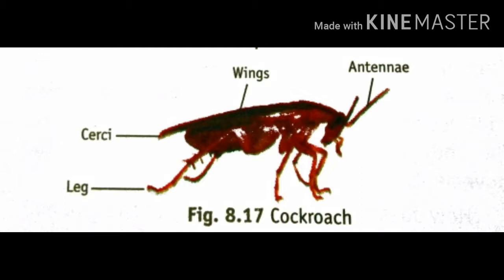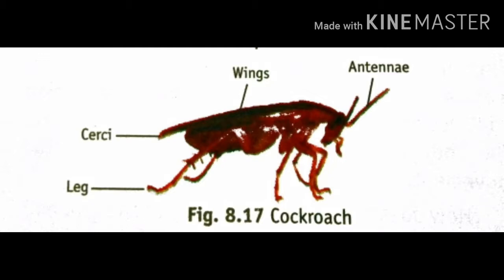They fly short distances with the help of their wings and wing muscles. So they walk and climb with the help of legs and leg muscles, and fly short distances with the help of the wings and wing muscles.